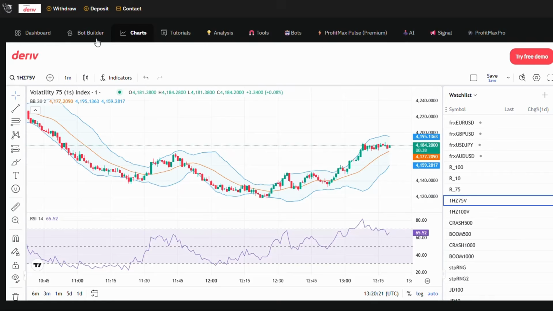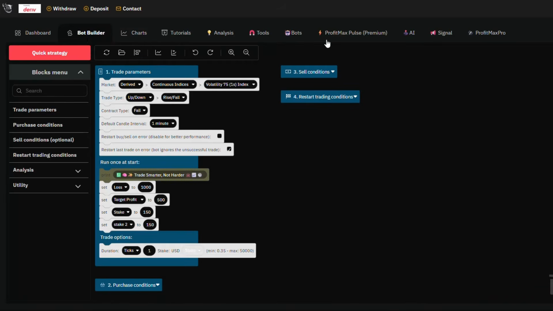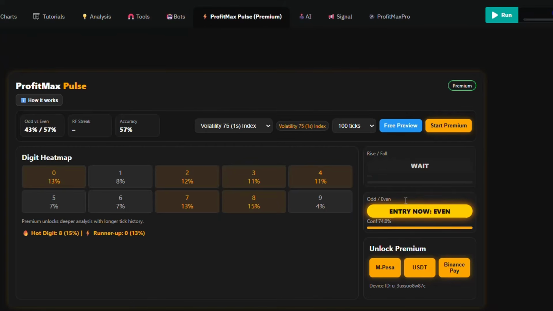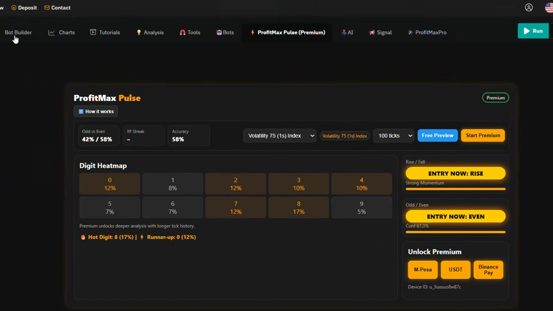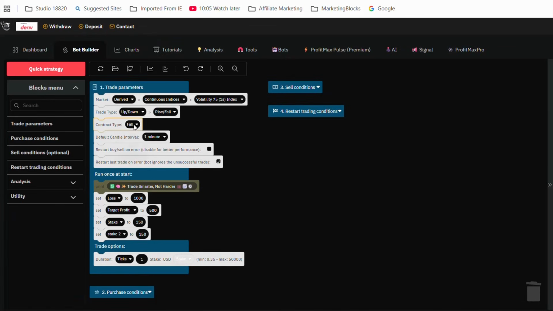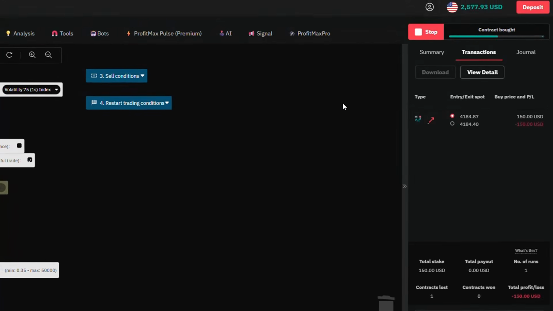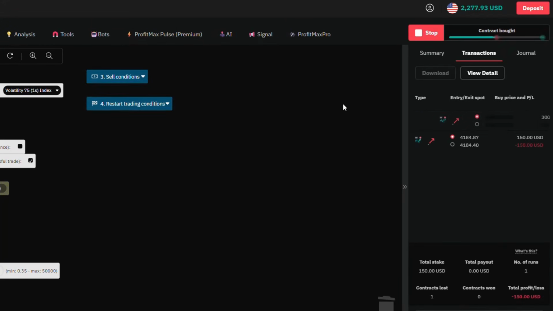But I will still go and we give it some time. It will capture something for us. Let's see. So we are still waiting. There it has given us rise. You see, it has given us rise. So always adhere to what it has given you. Let's go with rise. It has given us rise, and then we come and simply run the bot. Or you use the analysis tool to get some more precision in terms of entry.